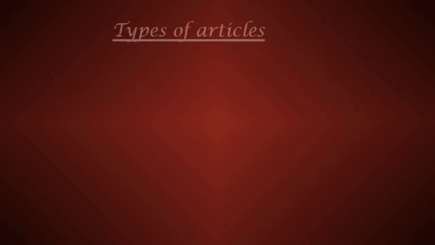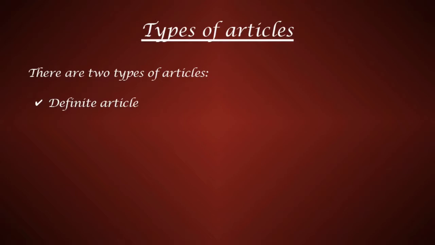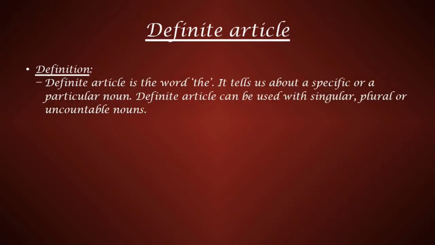There are two types of articles. Number 1, definite article, and number 2, indefinite article. Definite article. Definite article is the word "the". It tells us about a specific or a particular noun. Definite articles can be used with singular, plural, or uncountable nouns.